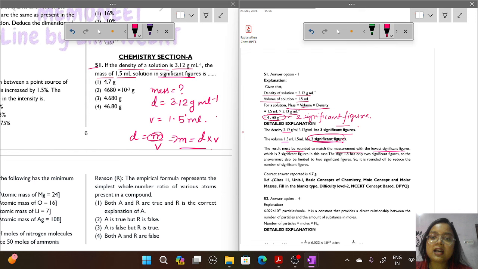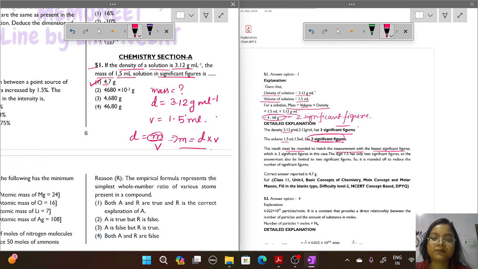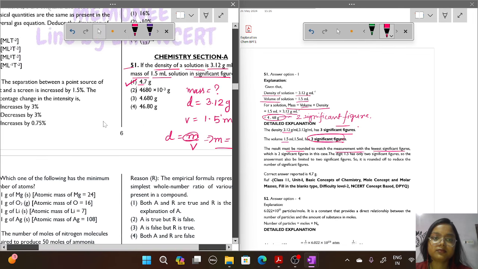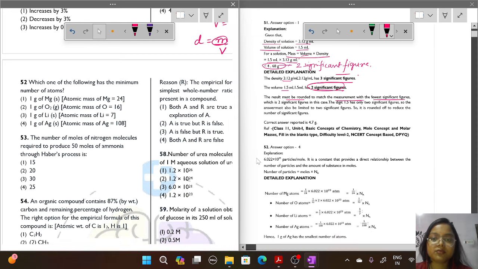So what will be the answer? The answer will be 4.7. Okay, it has 2 significant figures. Therefore, option number 1 will be the correct answer here. So now let's move on to question number 52.